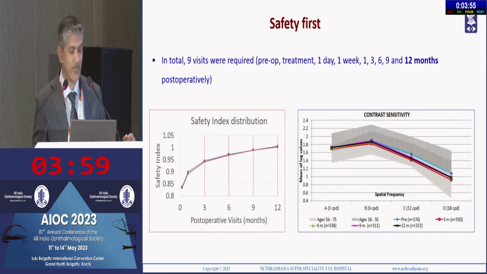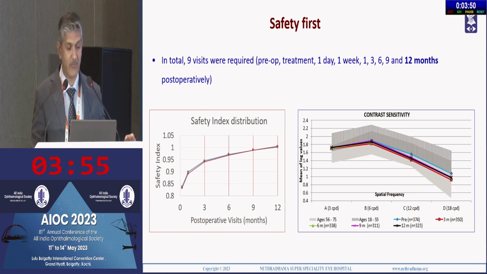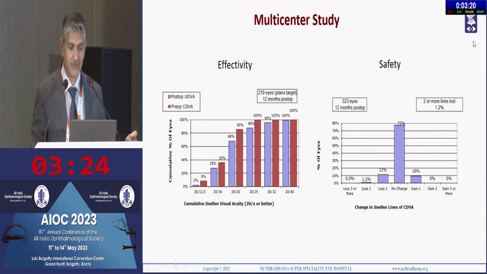So if you look at the safety, in total 9 visits were required, and these patients were followed up for 12 months. If you look at the safety index distribution, immediate post-op, there is a little less in the safety index, but at 12 months the safety index was at 1, which is quite good. If you look at the contrast sensitivity, again there is a little bit of drop when compared to the pre-op, but still it is within the normal range.